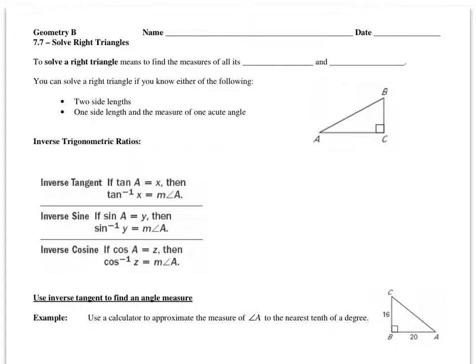Hi class, this is lesson 7-7, solve right triangles, and this is our final lesson for chapter 7. It says right here at the top, to solve a right triangle means to find the measures of all its sides and angles. So this is a skill we'll use here in GLB, and you'll also use it next year in Algebra 2A.